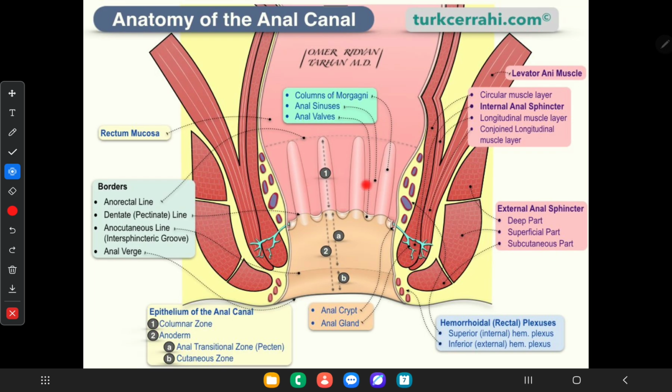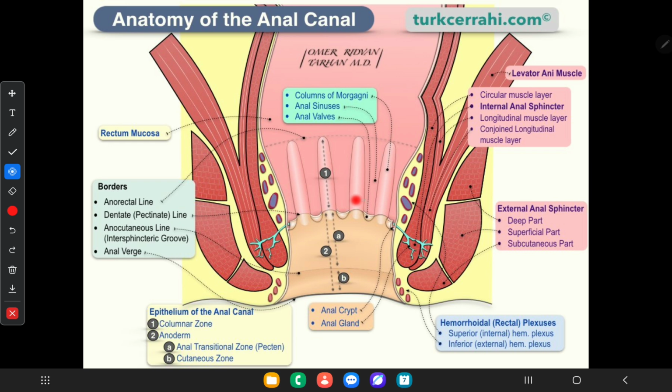Here in the upper part of the anal canal, there are columns called the columns of Morgagni. There are 6 to 10 of them, and they are formed by longitudinal folds of mucous membrane.